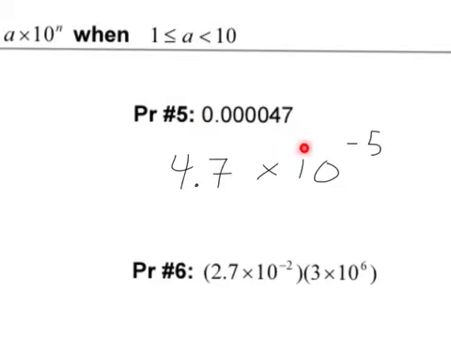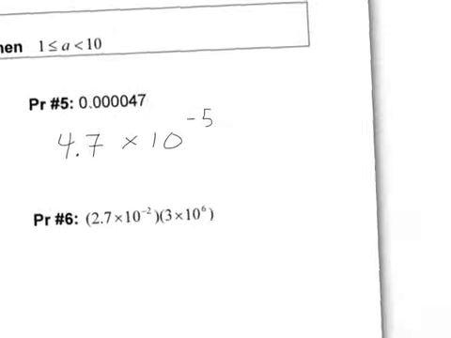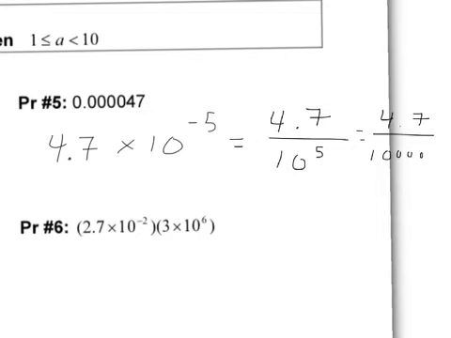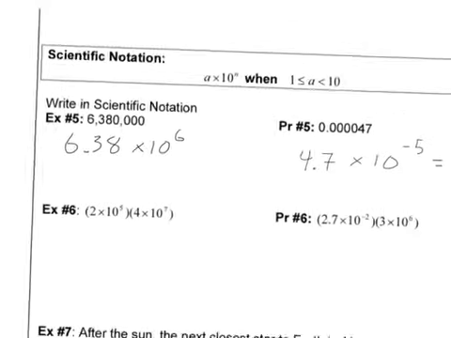Okay. And this makes sense too if you think about what this means. What does 10 to the negative 5 mean? Well, it means 4.7, move the 10 to the bottom, right? 10 to the 5th. Or 4.7 divided by a 1 with 5 zeros. And that's how you would get a decimal, right? So that's how you get this really small decimal. Okay.